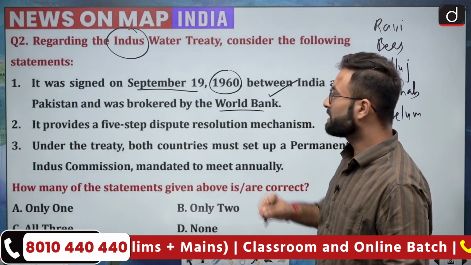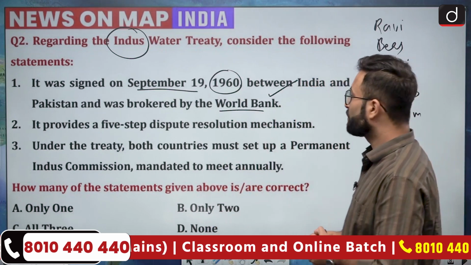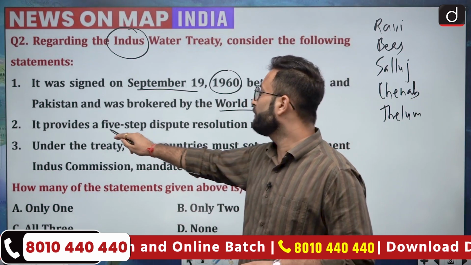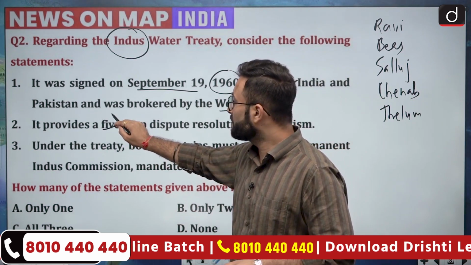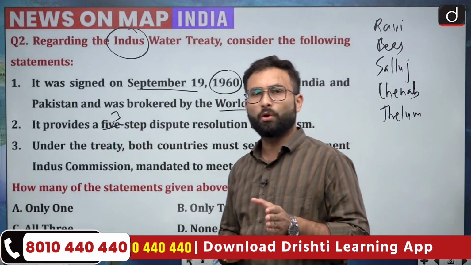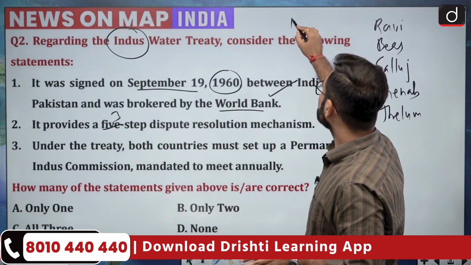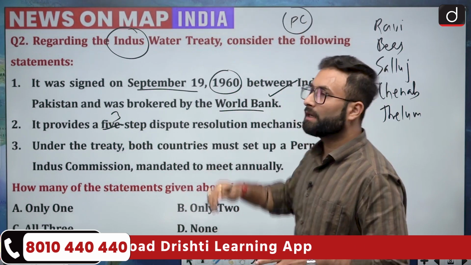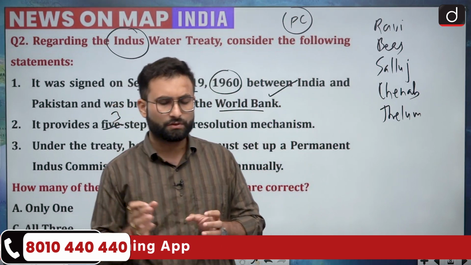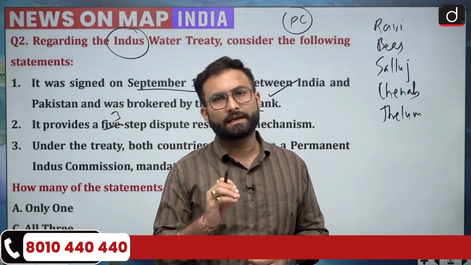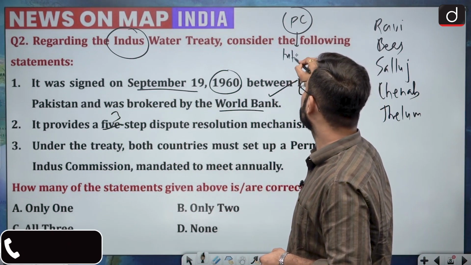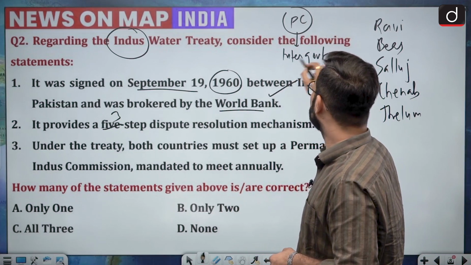Coming to statement 2, it provides a 5-step dispute resolution mechanism. Again, this is a factual statement to check. It is not providing a 5-step solution; there is a 3-step dispute resolution mechanism. There is a permanent commission which will deal with the Indus water distribution of resources, etc. If there is a concern, it can be raised at that permanent commission, and after that there can be an intergovernmental dispute resolution.